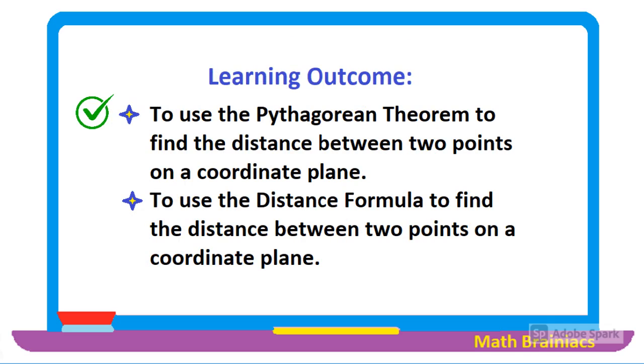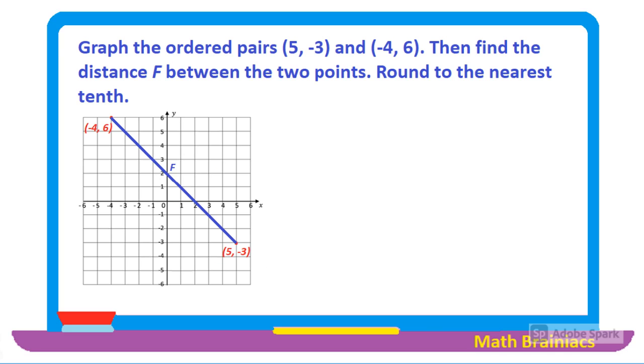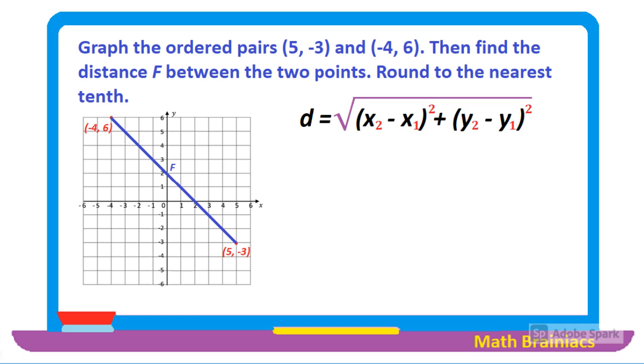Accordingly, we have learned how to use the Pythagorean theorem to find the distance between 2 points on a coordinate plane. Let us now study how to use the distance formula to find the distance between 2 points on a coordinate plane. Let us work on the same problem so that you can identify the comparison. Graph the ordered pairs (5, -3) and (-4, 6). Then find the distance f between the 2 points. Round to the nearest tenth.